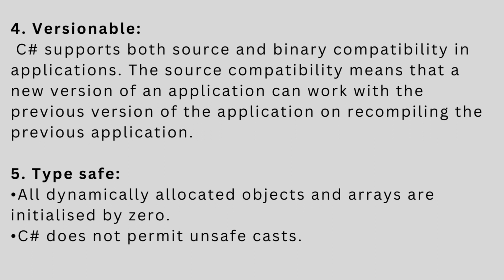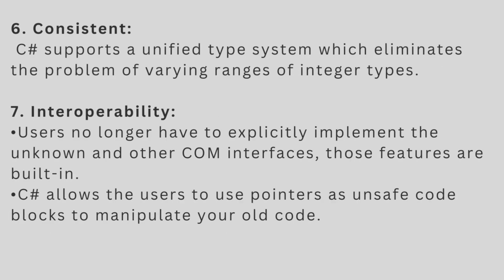5. Type safe. All dynamically allocated objects and arrays are initialized by 0. C# does not permit unsafe casts. 6. Consistent. C# supports a unified type system which eliminates the problem of varying ranges of integer types.